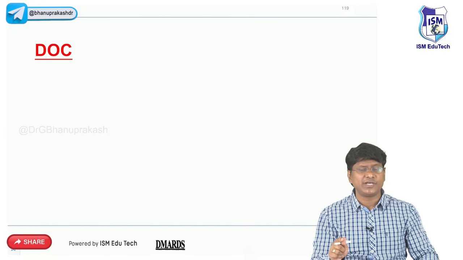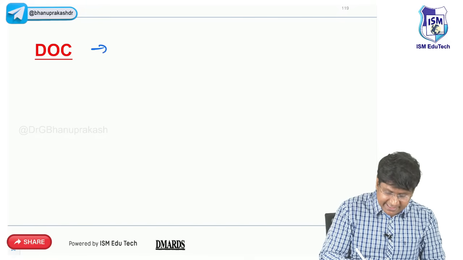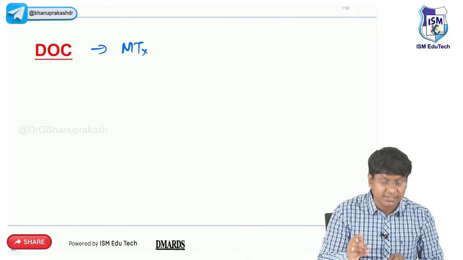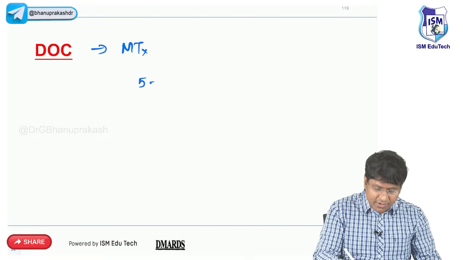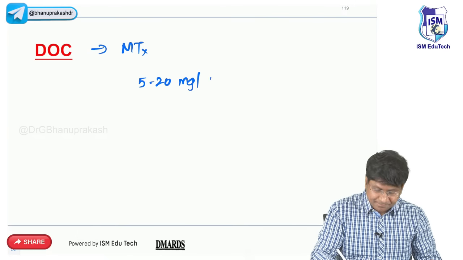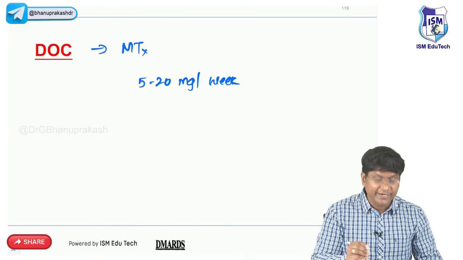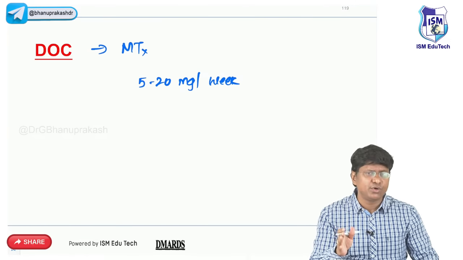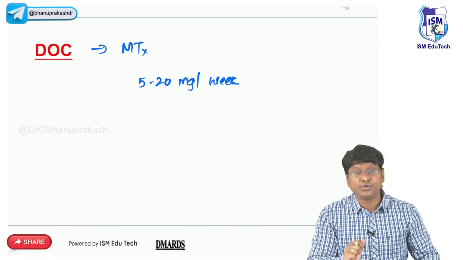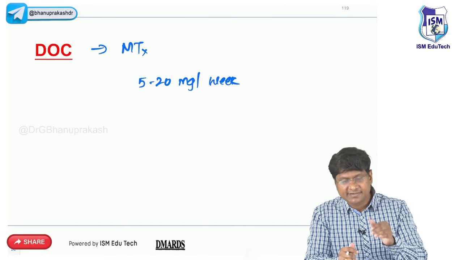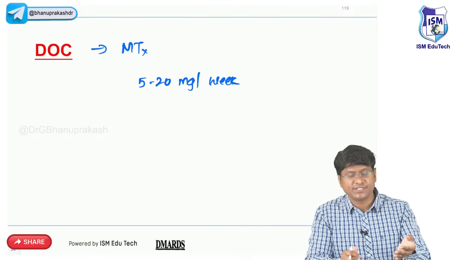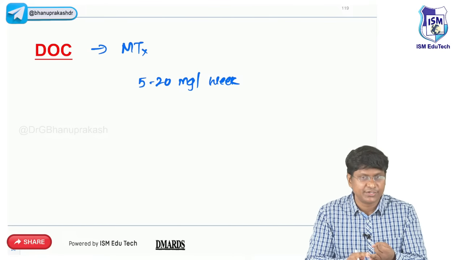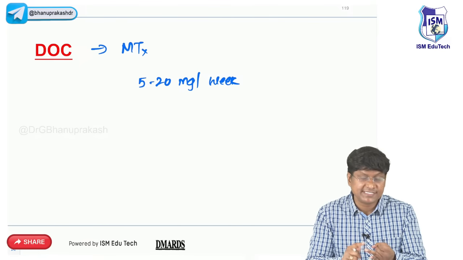And what is the drug of choice in case of rheumatoid arthritis? The drug of choice is methotrexate. And the dosage of methotrexate is around 5 to 20 milligrams that you have to give once weekly. The remaining 6 days, you need to give folinic acid. In the treatment of rheumatoid arthritis in the acute phase, we give either NSAIDs or steroids.